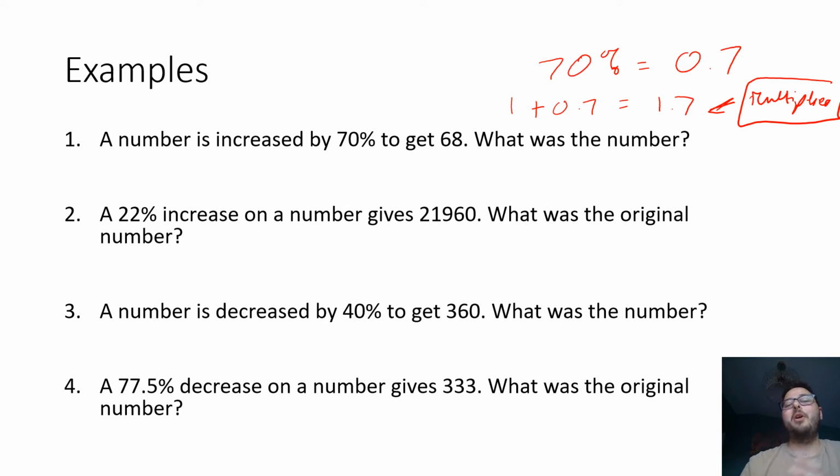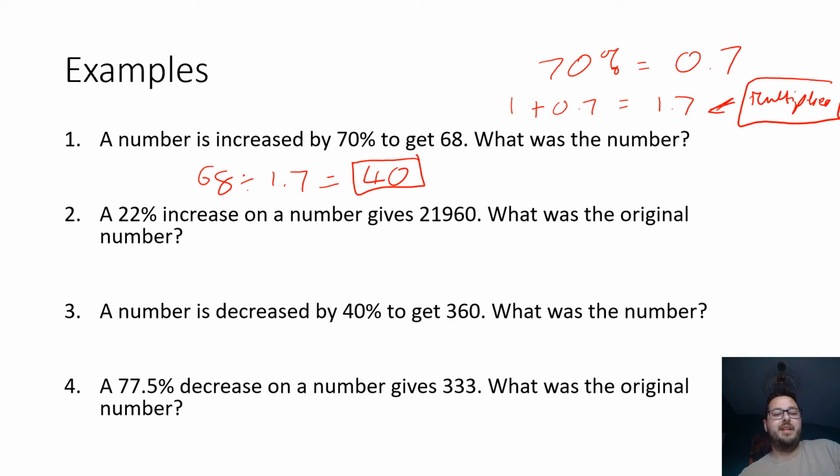Okay, and then we want to find out what the original number was. We get 68. What's the original number? Because we're going backwards, we just do 68 divided by the multiplier, which is 1.7. So 68 divided by 1.7, and that gives me 40.